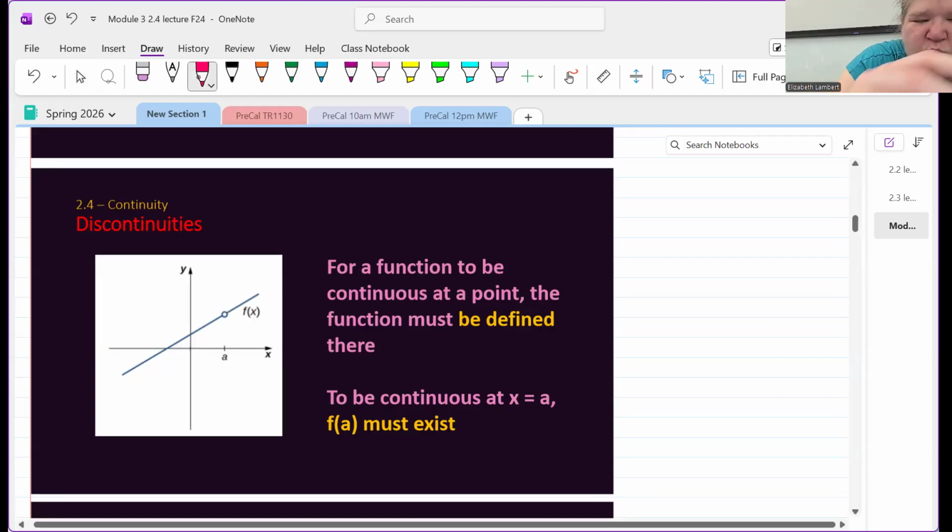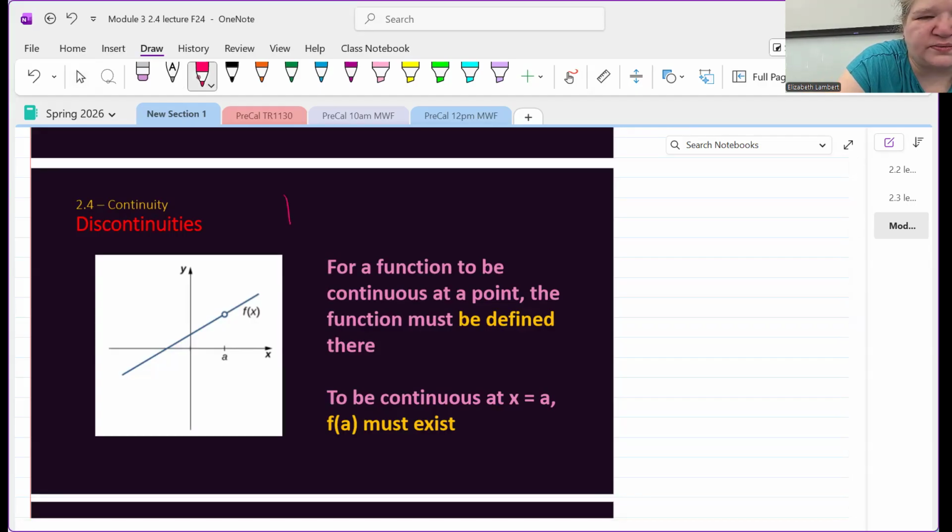But since it's just one little spot, one little hole, we call this one a removable discontinuity.